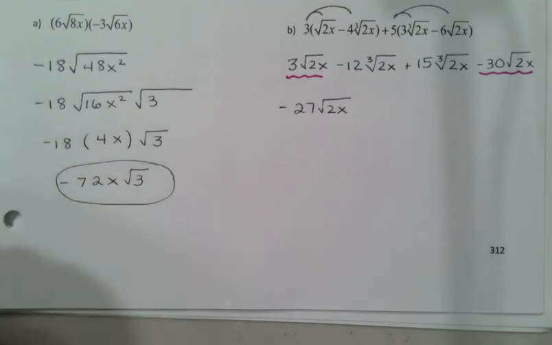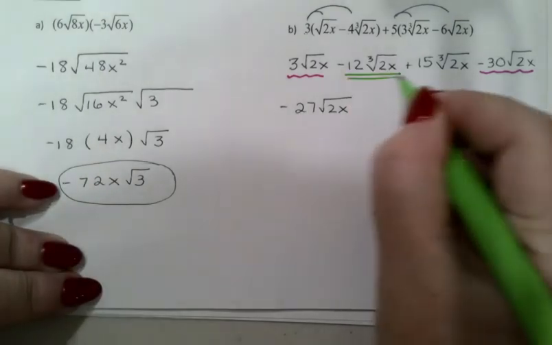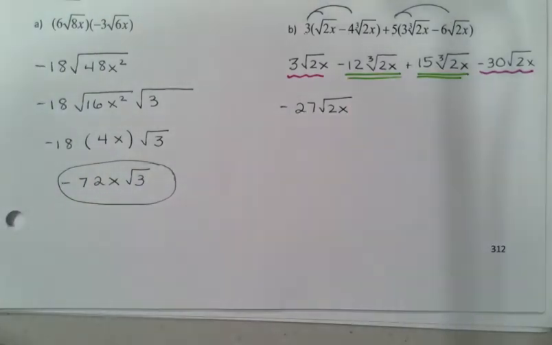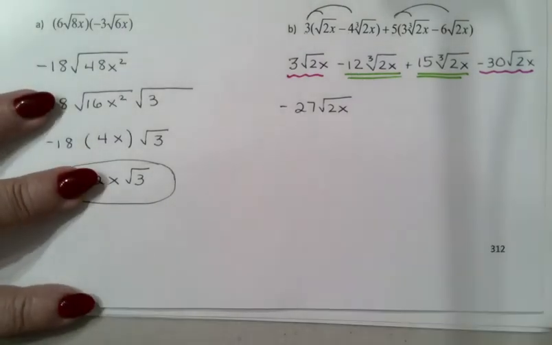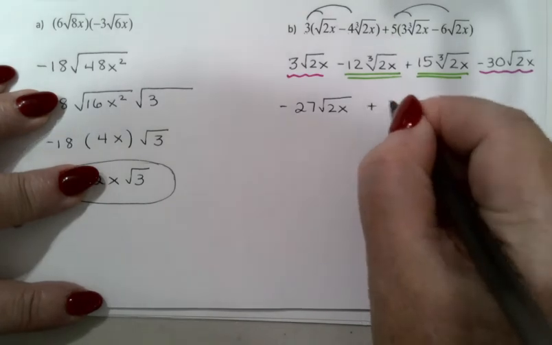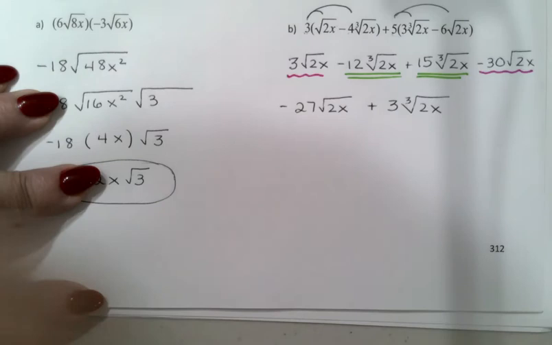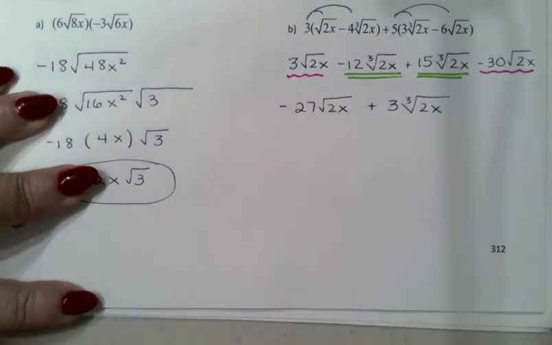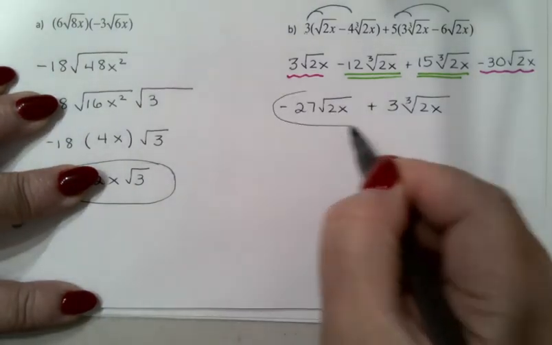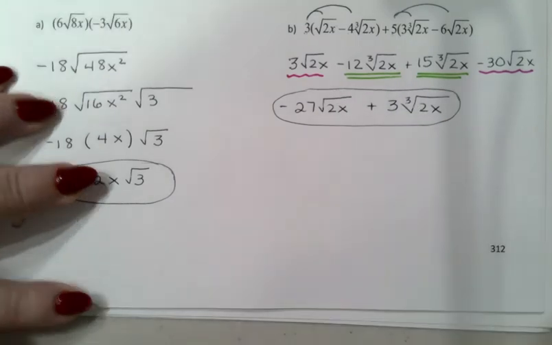And then the other two terms are also like terms because they're both cubed roots of 2x, negative 12 and plus 15. So plus 3 times the cubed root of 2x. And because those are no longer like radicals, I cannot add them. I can't combine them any further. And I'm done.